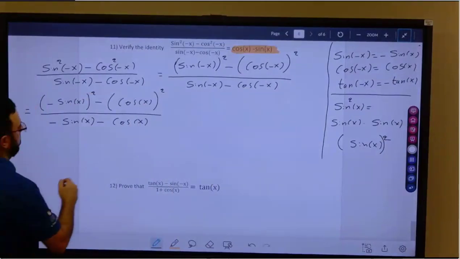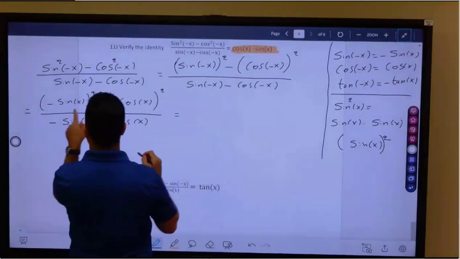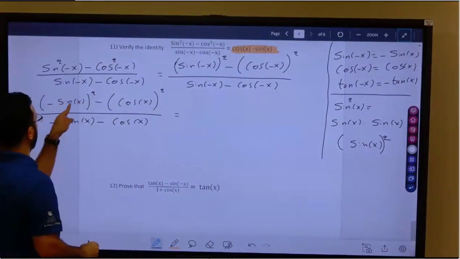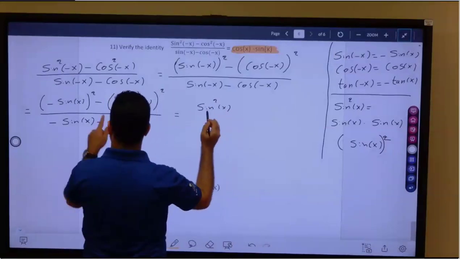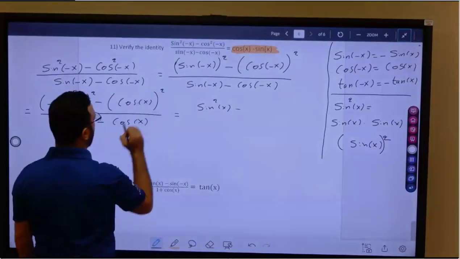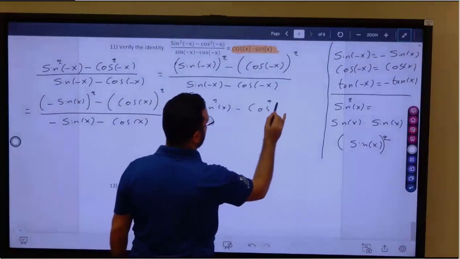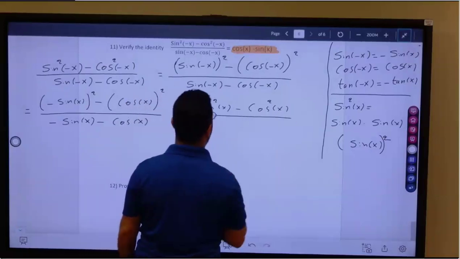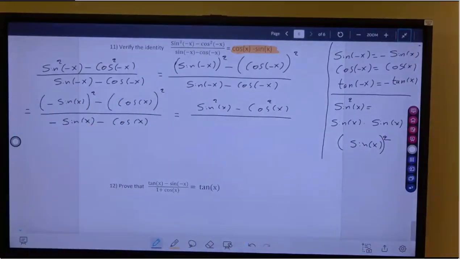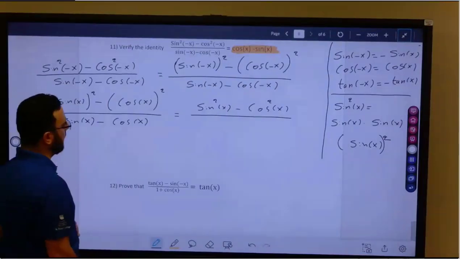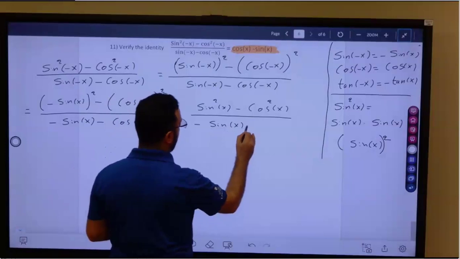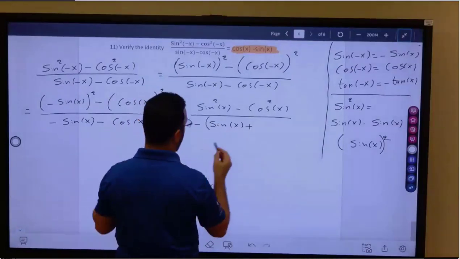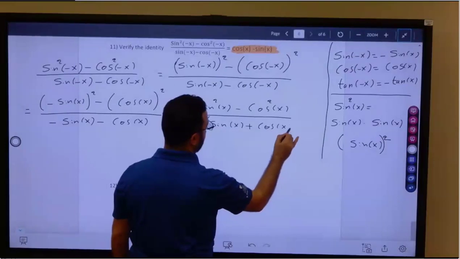This one is the same thing here. Negative squared is going to be positive, so it's going to be sine squared x. Here is the minus cosine squared x, and everything divided by, taking the negative sign here, negative sine x plus, taking the negative sign as a common factor, plus cosine x.